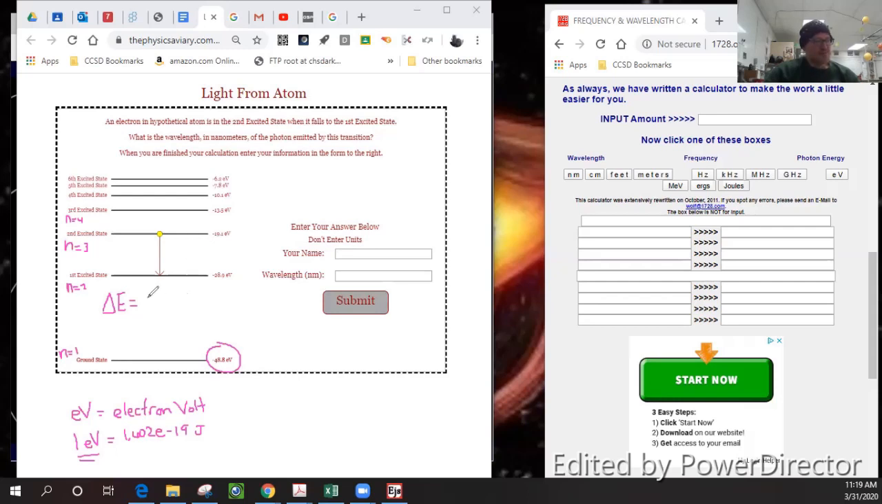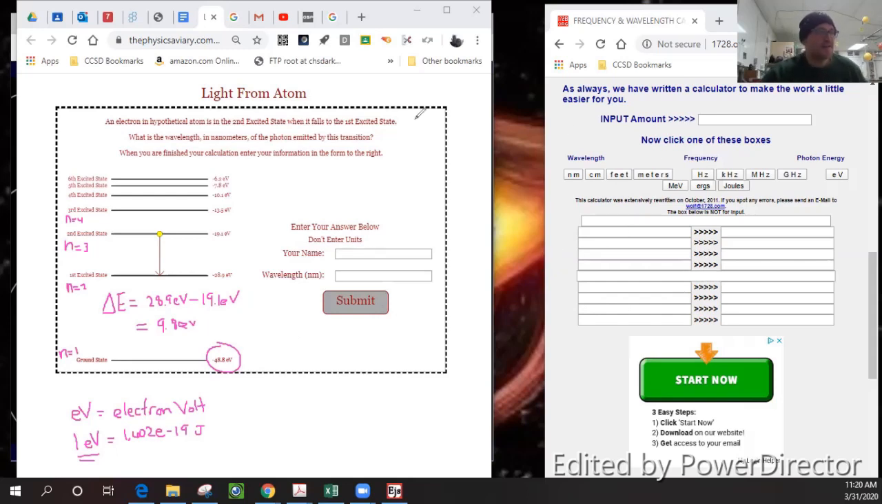For purposes of calculation, let's put down 28.9 electron volts, minus, up here we have 19.1 electron volts. If I take my calculator, 28.9 minus 19.1 gives me 9.8 electron volts. So now let's take a look at how we use the calculator.